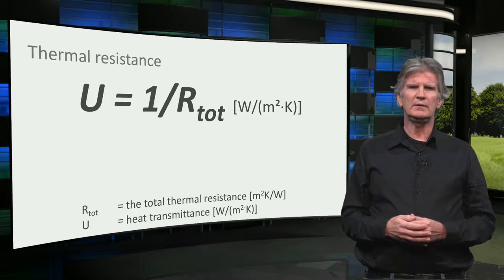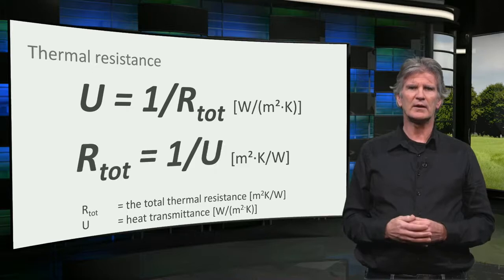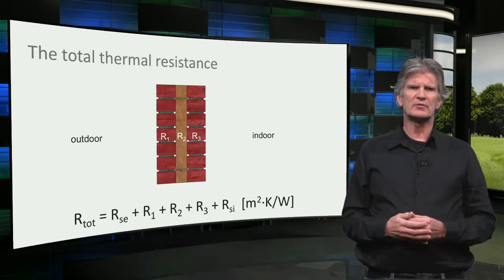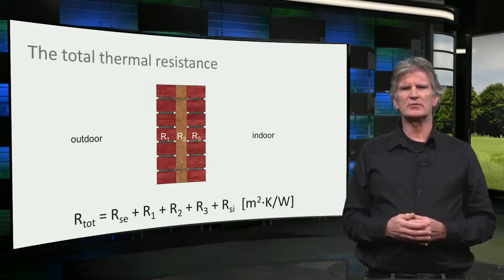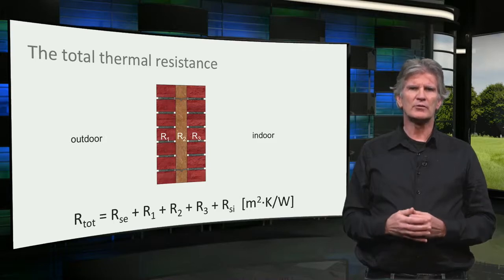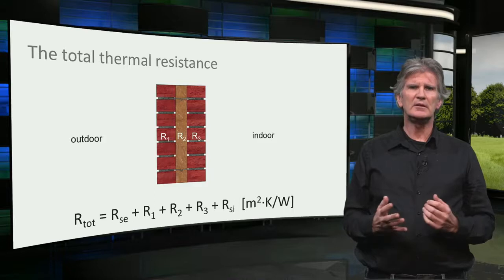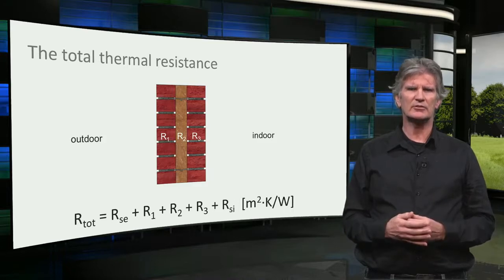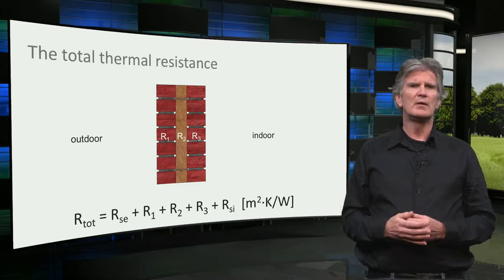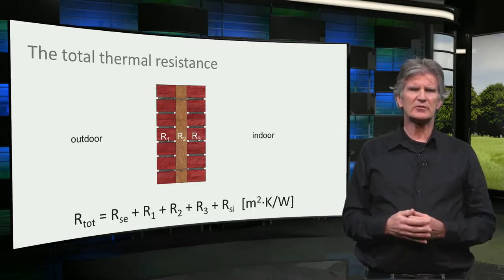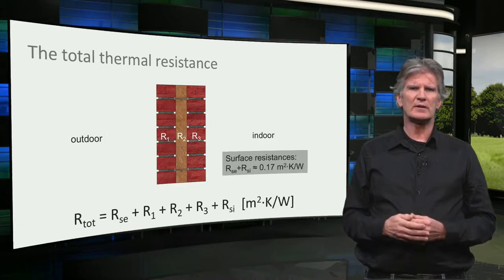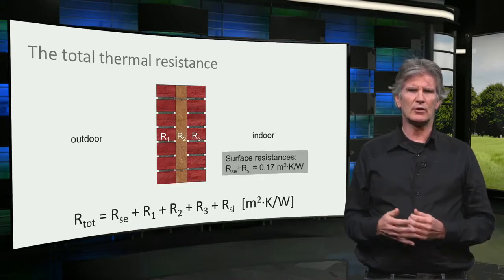The U value is 1 divided by the total thermal resistance of the construction, or vice versa. The total thermal resistance of a building element is 1 divided by the U value. The total thermal resistance of a wall is composed of the resistance of the individual layers, with an extra resistance on the inner and outer surface we call the surface resistance. These surface resistances are determined by heat convection and radiation at the surfaces. We won't go into detail about the surface resistances. For now, it's enough to know that together they contribute around 0.17 to the total thermal resistance.